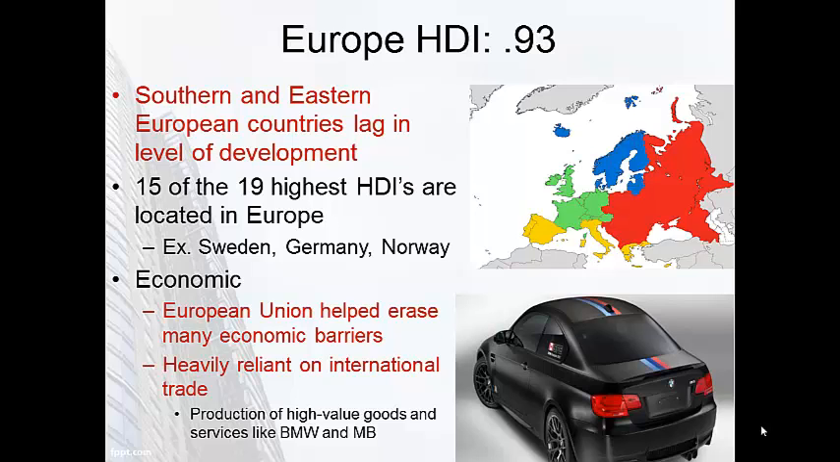Now, on an economic scale, we talked about the European Union and how it helped erase many borders. What also helped erase economic barriers is that it's easy for transportation and communication to flow from country to country. Europe is also heavily reliant on international trade, and they produce a number of high-value goods, such as cars. For example, we have BMW and Mercedes-Benz.